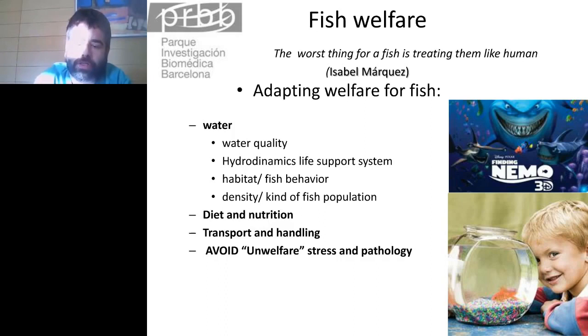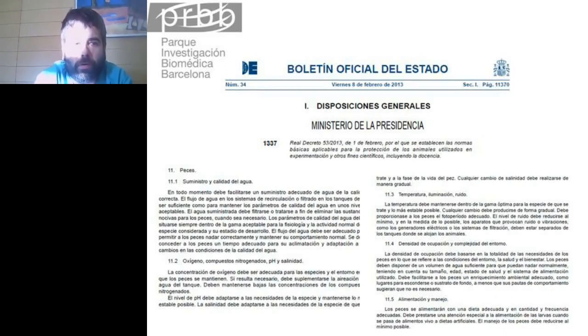Also, we have a bibliography review, but we also have to take into account the requirements made by law. I will explain my point of view, which is from Spain, Europe. In Europe, we have a fairly new law for research with animals, and this is the transposition into Spanish law.